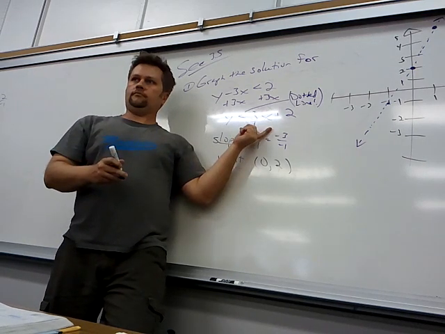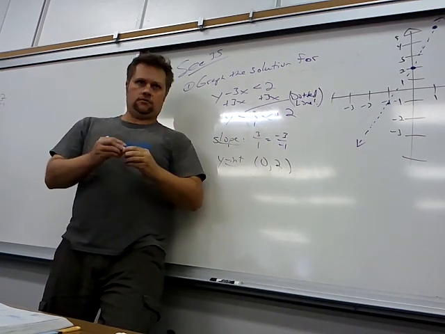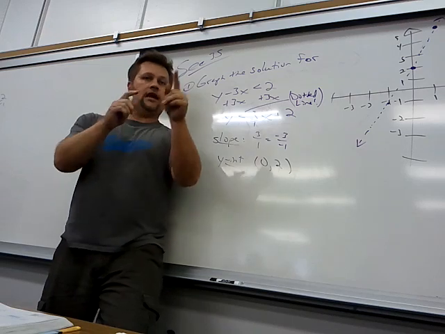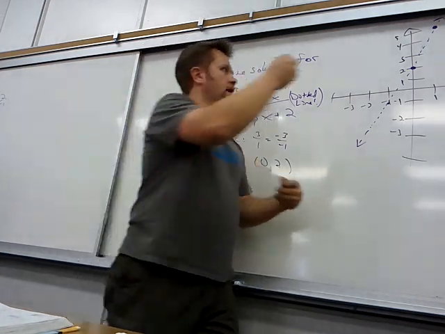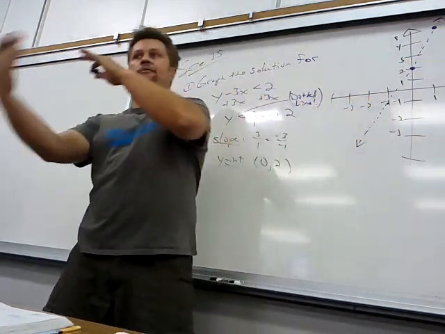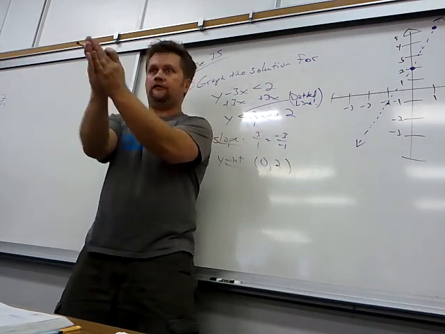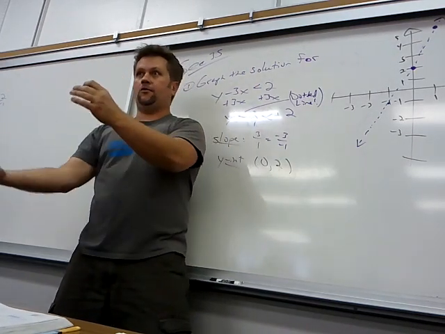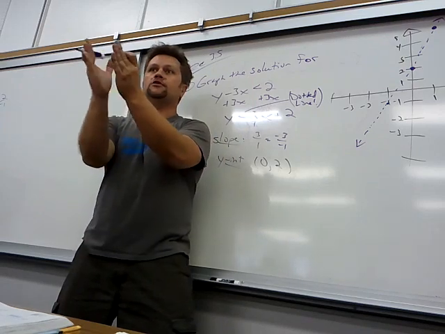When you pick a point, it can't be on the line. I can't pick this point because it's not going to tell me which side to go on. It's on the fence. I need somebody on one side or the other. I can't pick a point that's on my line.